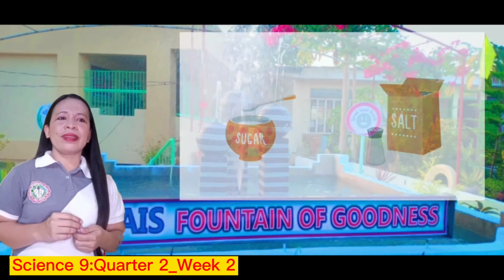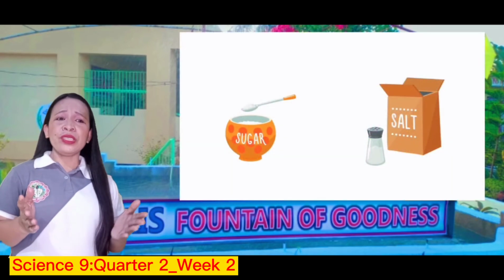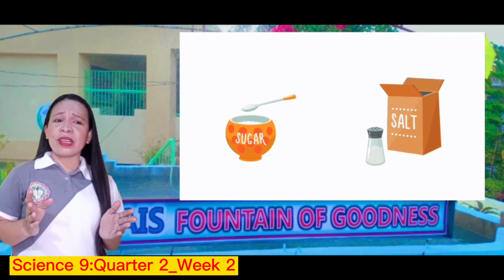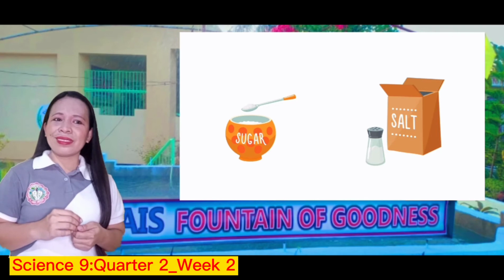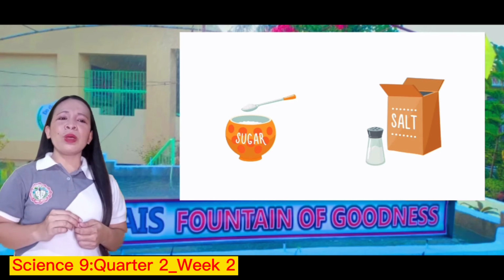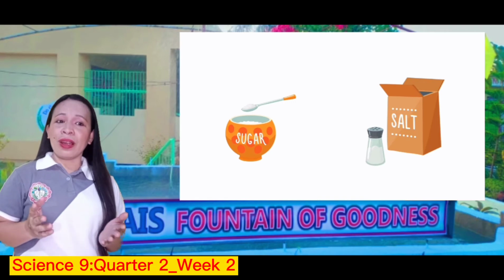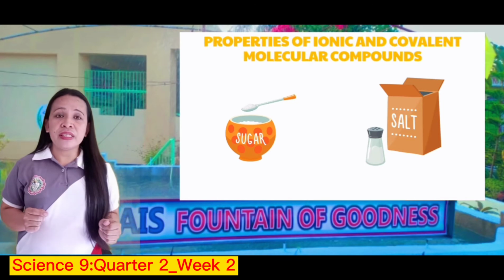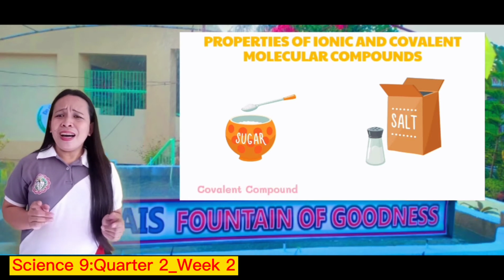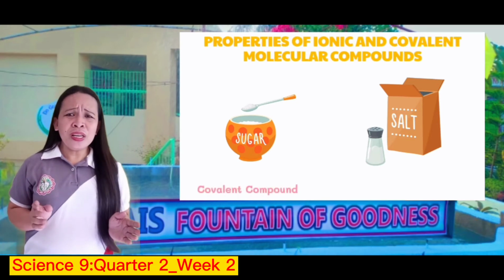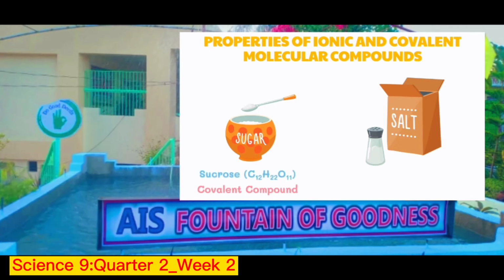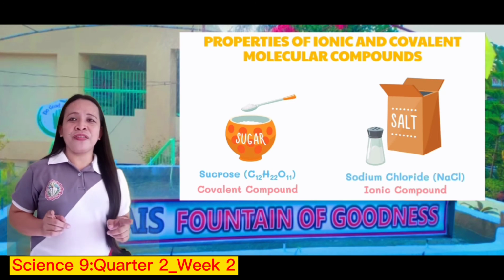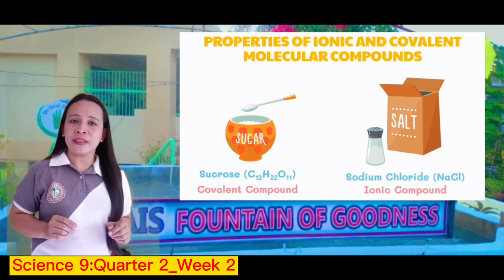Now let us go back. When table salt and white sugar are placed side by side, they may appear the same because they are both white crystalline solids. We all know that table salt tastes salty and sugar tastes sweet. This property suggests that they are very different substances. Aside from their tastes, how are sugar and salt different? More specifically, how do covalent and ionic compounds differ from each other?